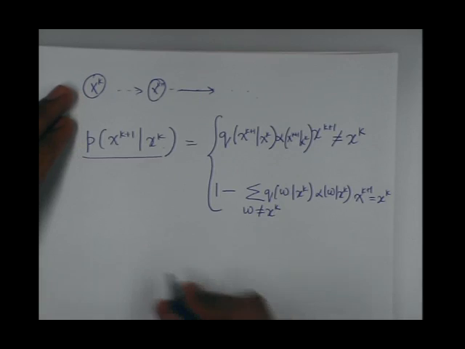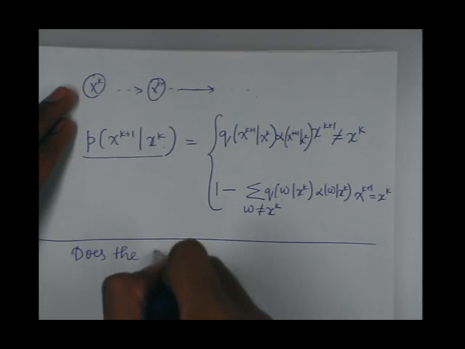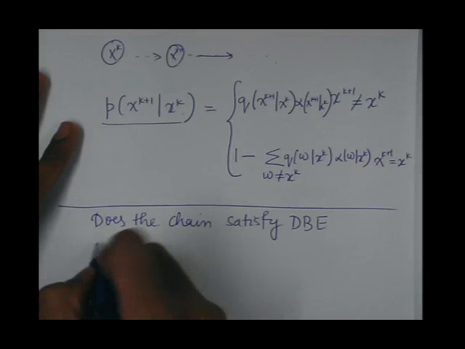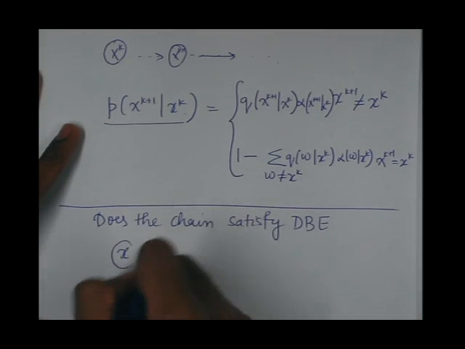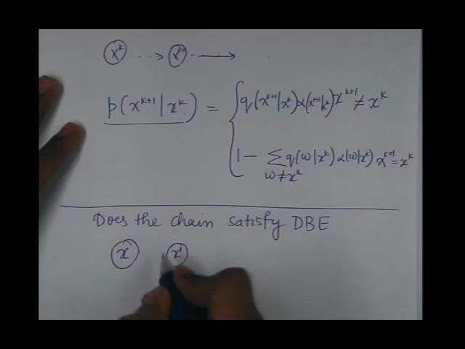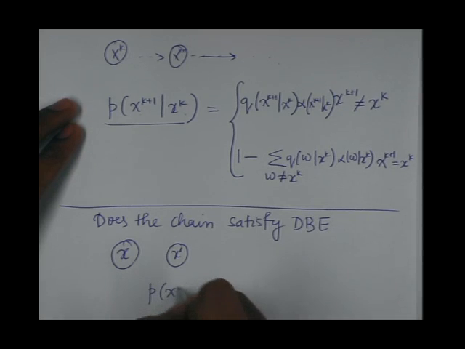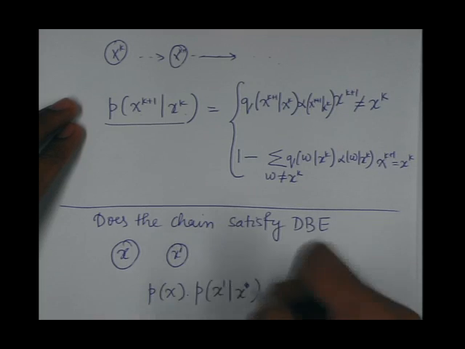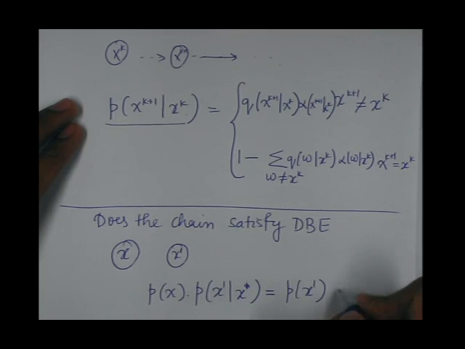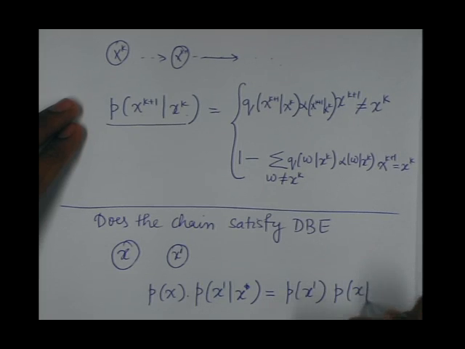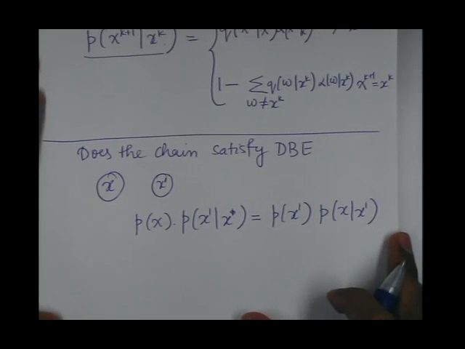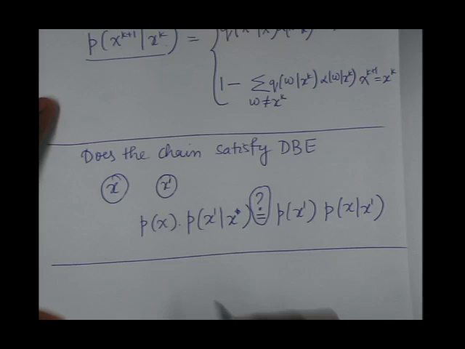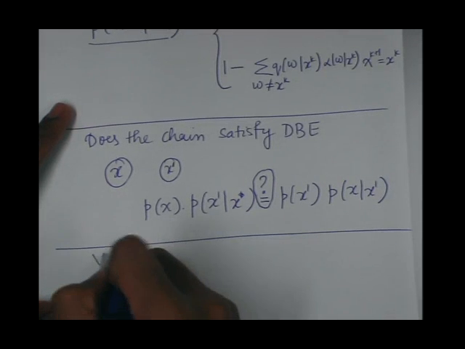We've done that. The next step, as I said, is: does the chain satisfy the detailed balance equation? In other words, to put it in math, if x was the current state and x prime was the next state, the question is whether the probability of being in x times the probability of transitioning from x to x prime is the same as the probability of being in x prime times the probability of transitioning from x prime to x. That is the definition of the detailed balance equation. So this is the question that we're posing. Is this true? The answer is yes, and we're going to show how.